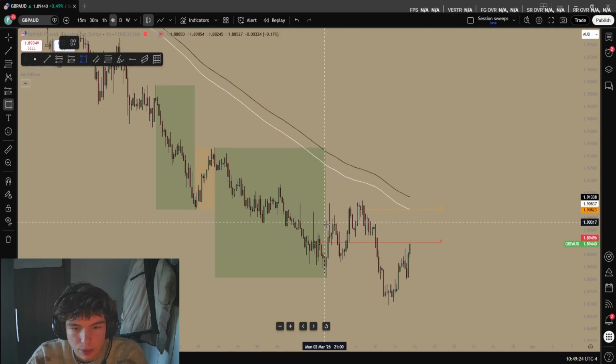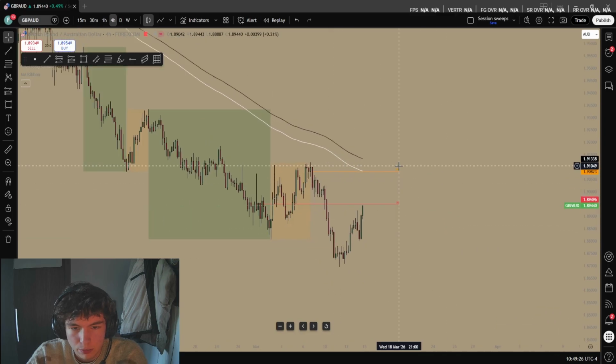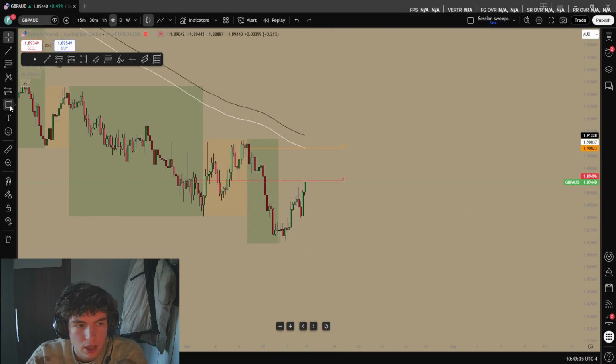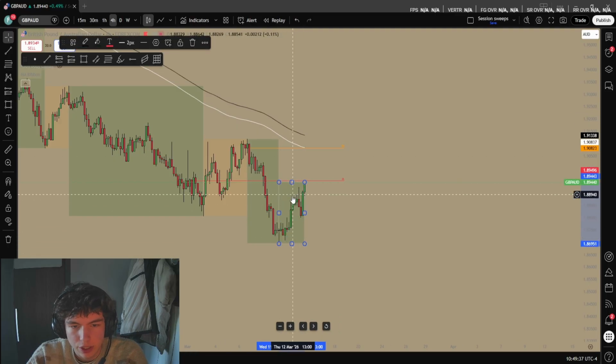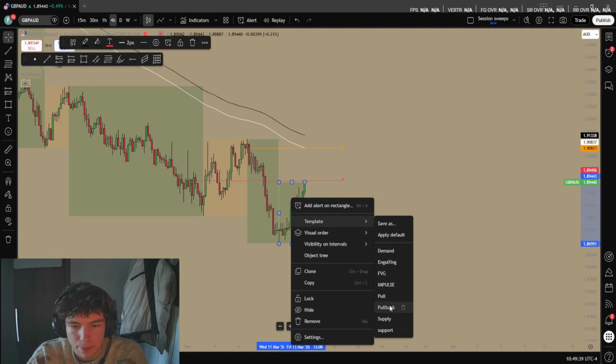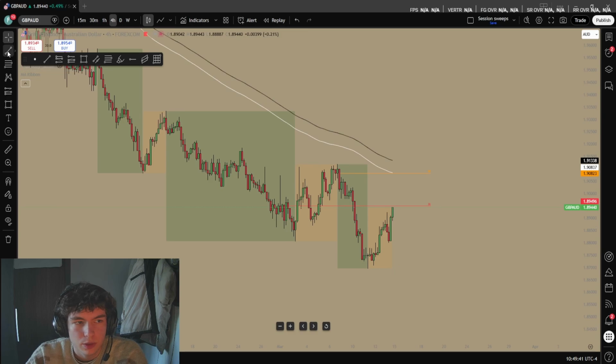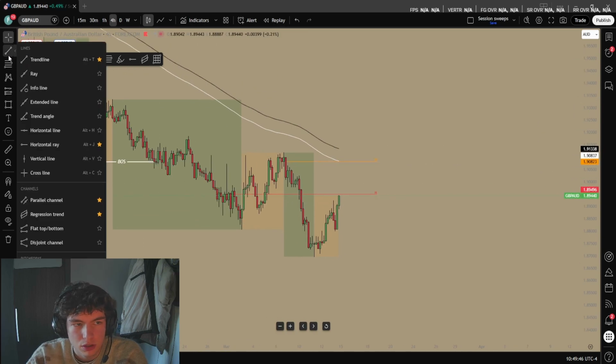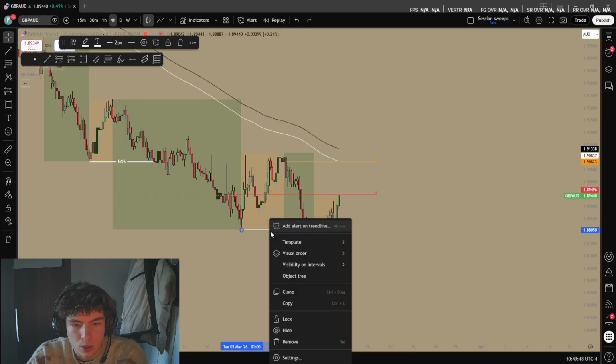We see another big impulse. Here we see another pullback. Here we see another impulse. And right here, where we are at right now, we are in the pullback phase. And if we look, we can clearly see the market structure. Break of structure, break of structure.